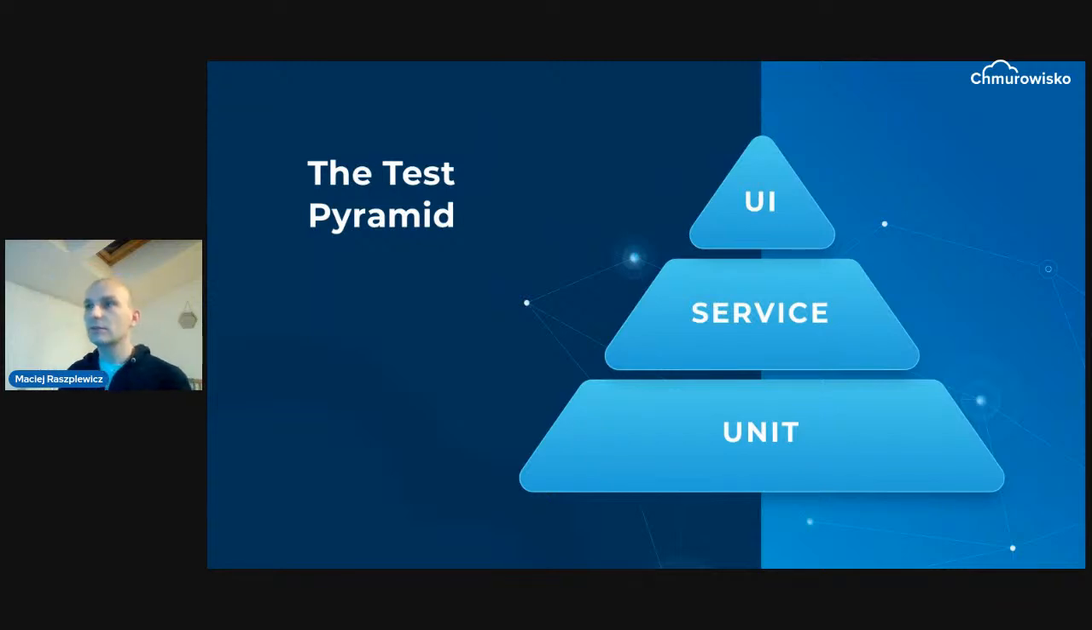And one more thing, the test pyramid. This is something that is drawn in multiple ways. It can be UI or acceptance tests on top, but unit tests are always on the bottom of the test pyramid. Why?